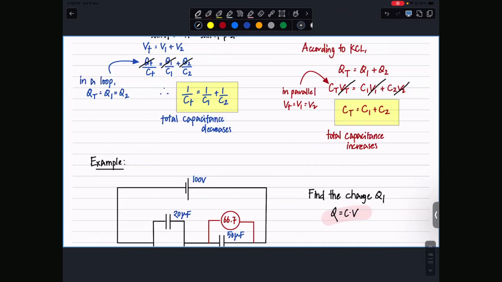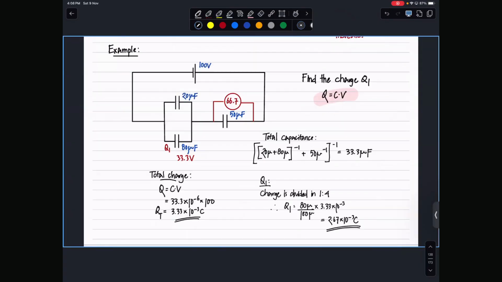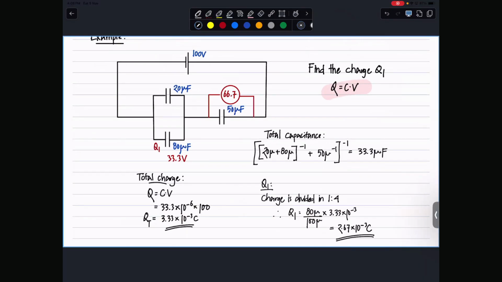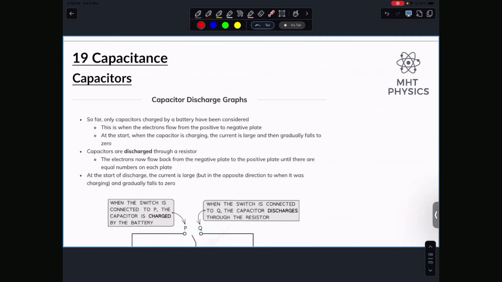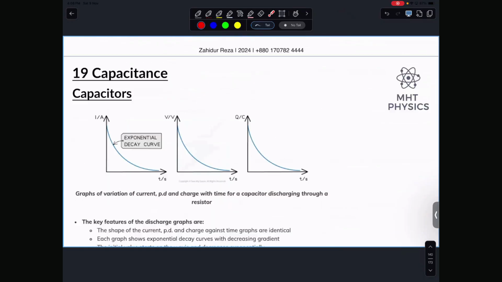All right, so let's move on. I did a question here about figuring out how much is the charge here. We'll come back to it. I just want to go into the discharging right away. Okay, so 112 and 113.